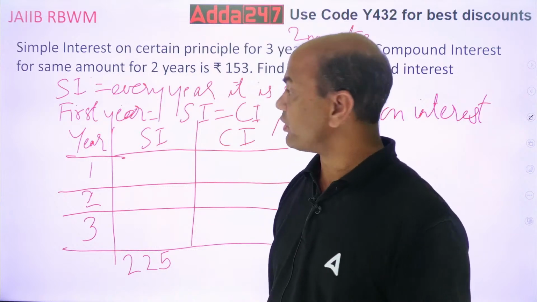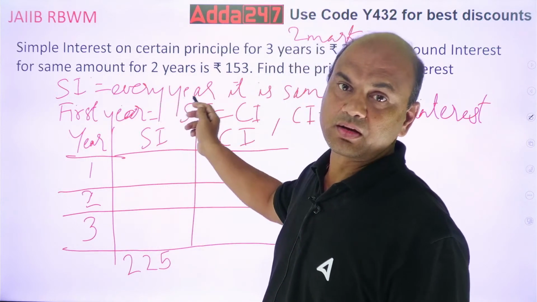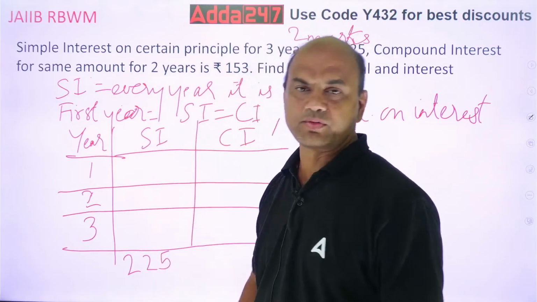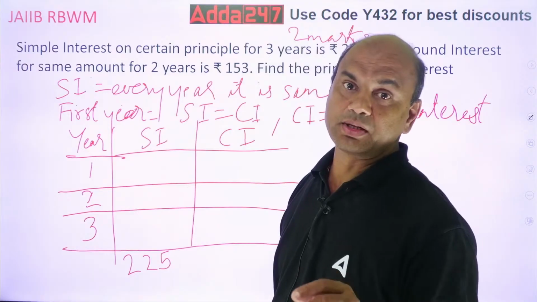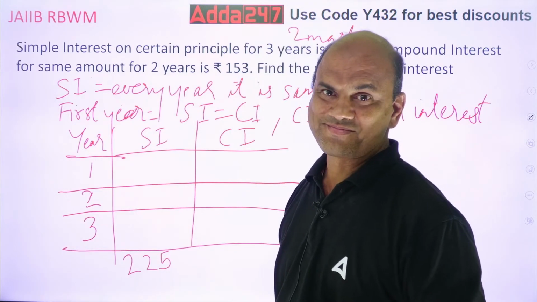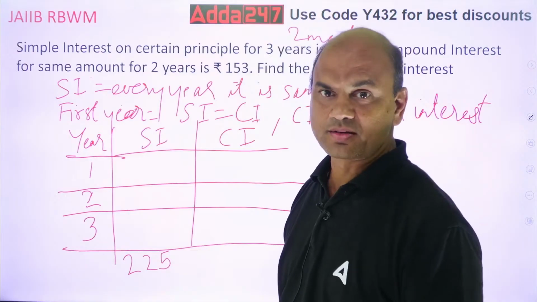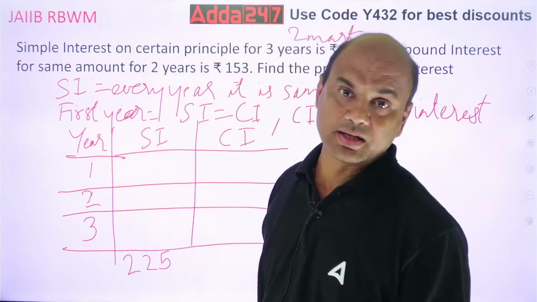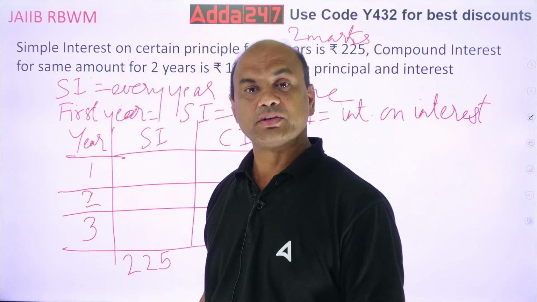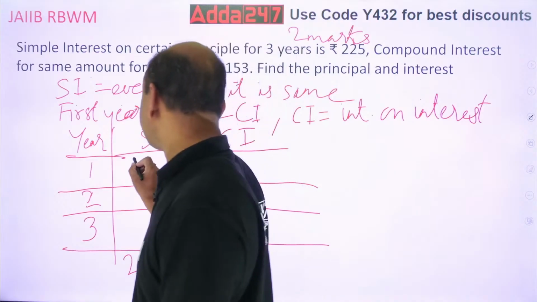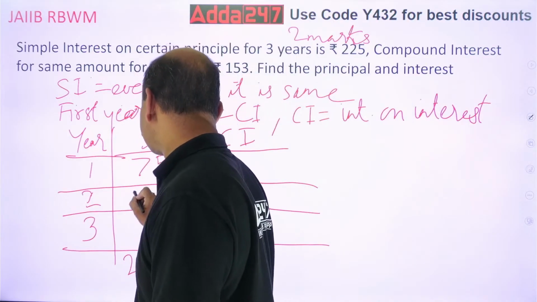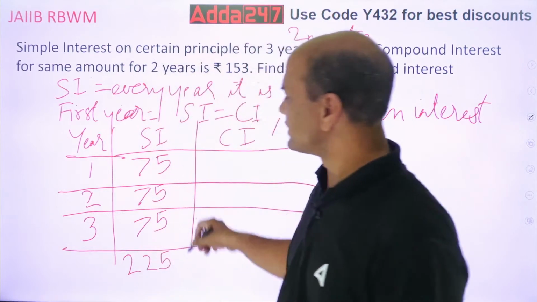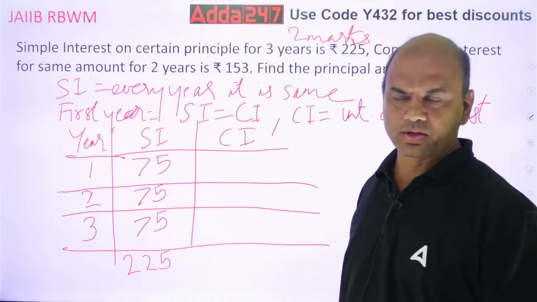Now kindly note, what did I tell you first? Every year it is the same. So if every year it is the same and the total is 225, then what will be the simple interest per year? It will be 225 divided by 3. So that is equal to 75, right? So 75 for each of the 3 years. So you got 225 over here.